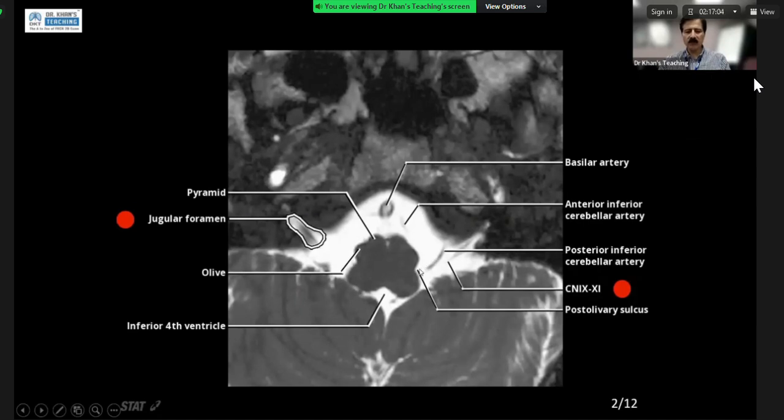On a 1.5 Tesla, nobody can tell what is what. Don't worry about it. Just remember that these are coming out from here: 9th, 10th, and 11th. So the jugular foramen has just come into view. Concentrate on the red dots here.